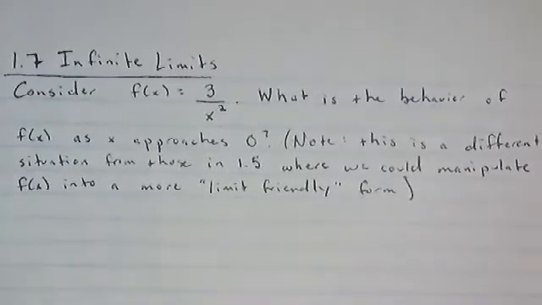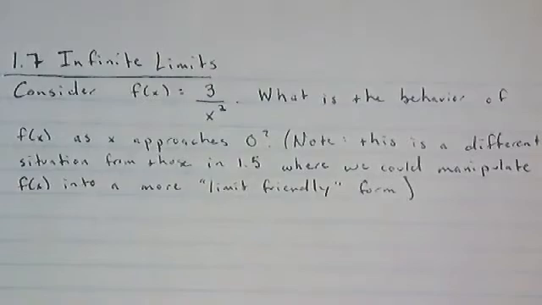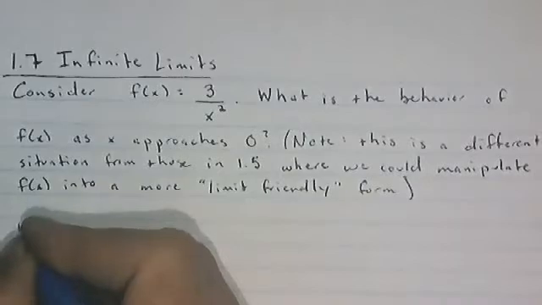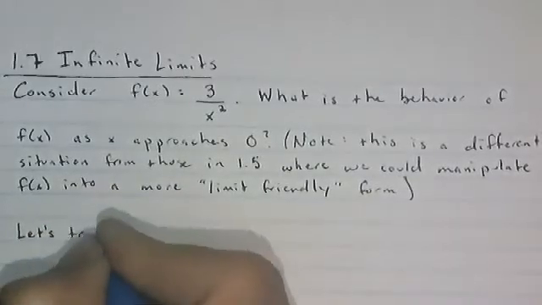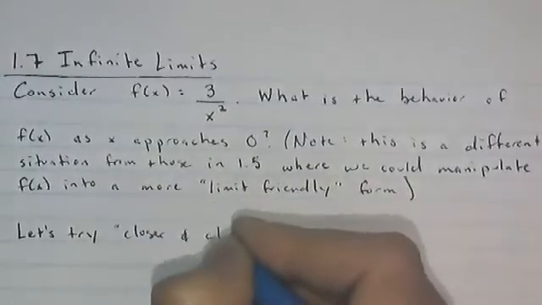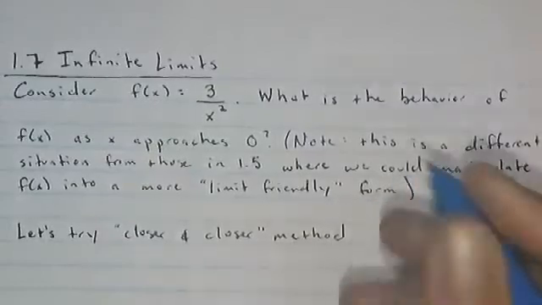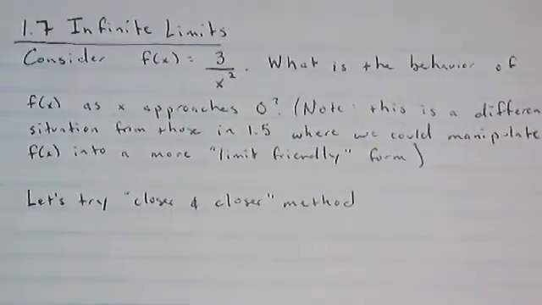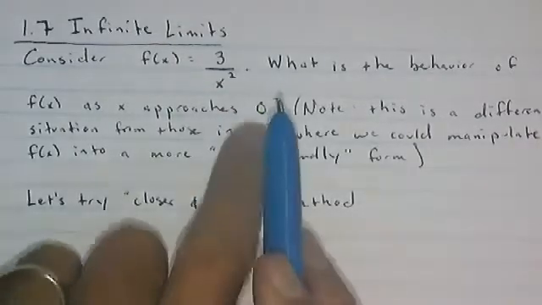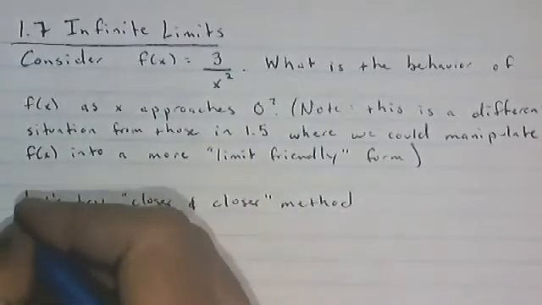Let's see if we can support our hunch that this thing's going to explode towards really big values as we get close to zero. We're going to use the closer and closer method. And we're going to do this from both sides of zero. We're going to see what happens as we approach zero from the right and from the left. But first from the right.